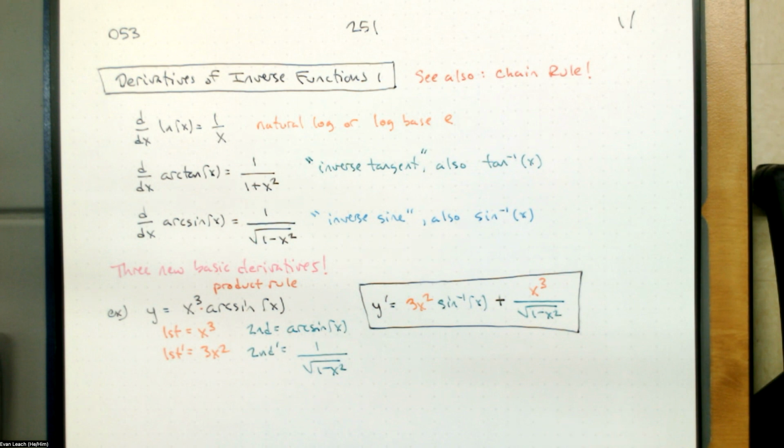It's just a new basic derivative that we're going to see come into rotation. So we just have to be prepared for it. We have to know this one. The derivative of arc sine is 1 over the square root of 1 minus x squared.